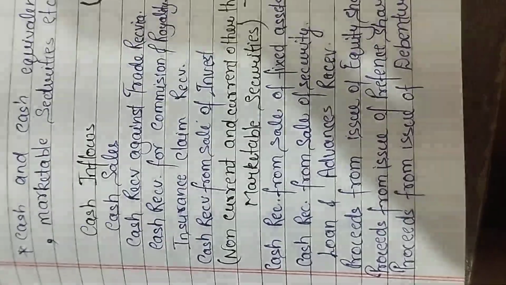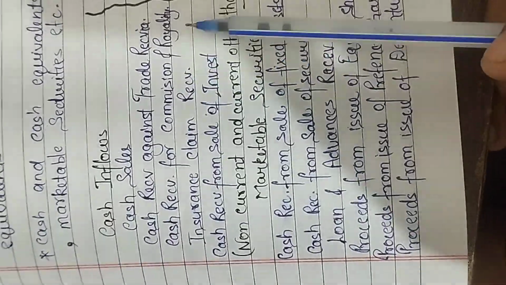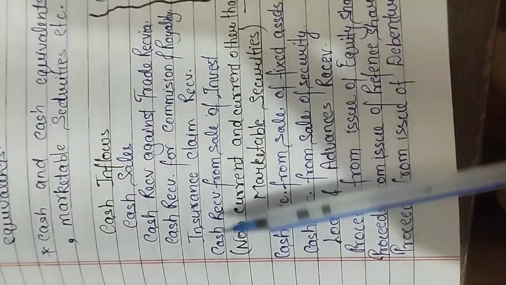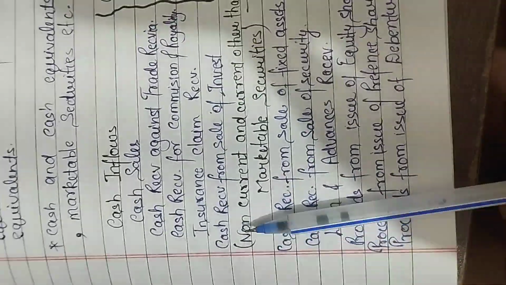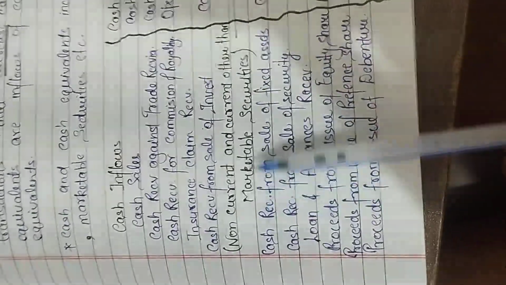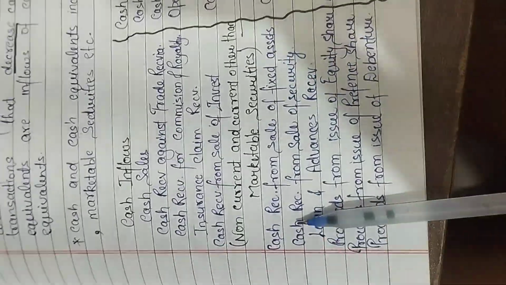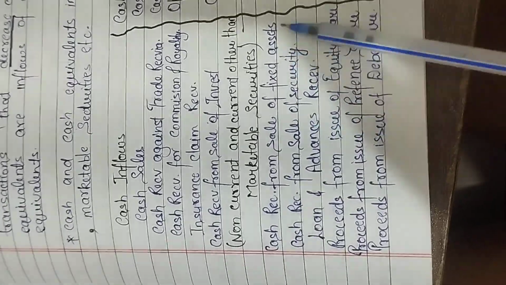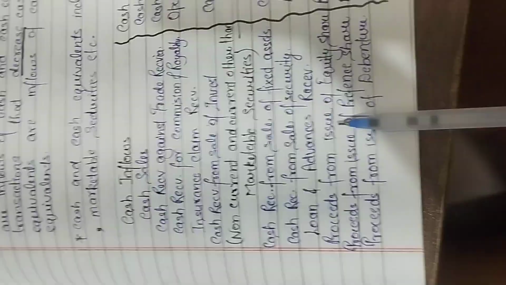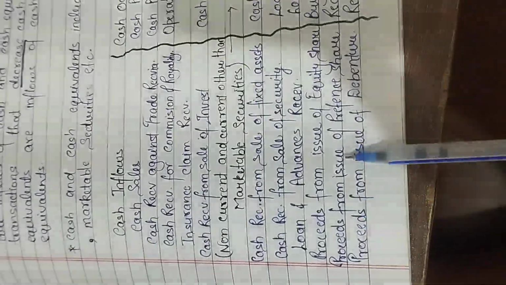Cash inflows, for example: cash sales, cash received against trade receivables, cash received for commission or royalty, insurance claim received, cash received from the sale of investments, non-current and current, other than marketable securities, cash received from sales of fixed assets, cash received from sales of securities, loans and advances receipts, proceeds from issue of equity shares, proceeds from issue of preference shares, proceeds from issue of debentures.